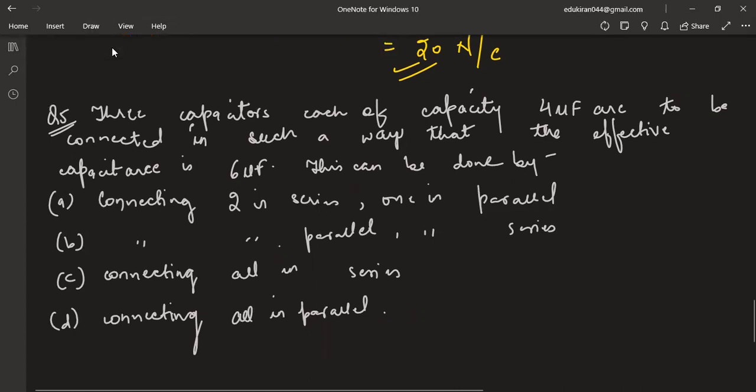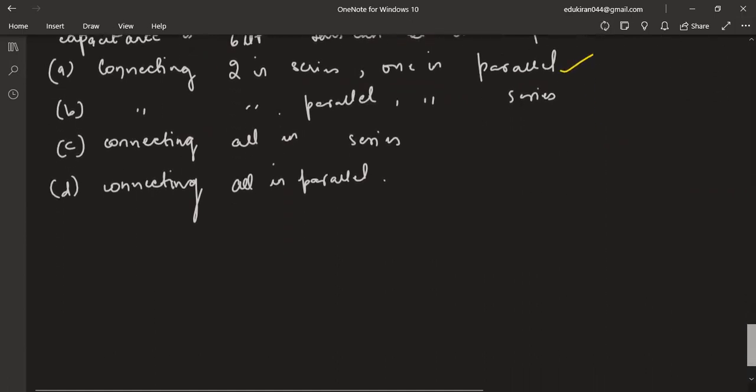No, see, the answer to this is A. That is connecting two in series and one in parallel. Now see, no issue. In these types of questions, put everything in. These become lengthy. You have to check all the options. So in this question, option is A. If we check it, two in series, one in parallel.